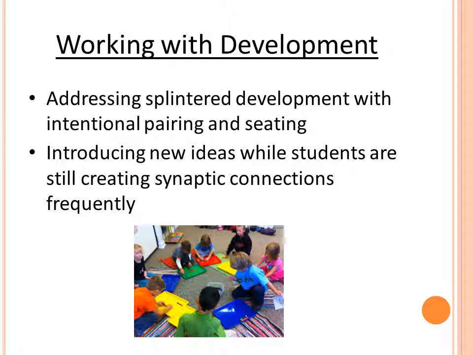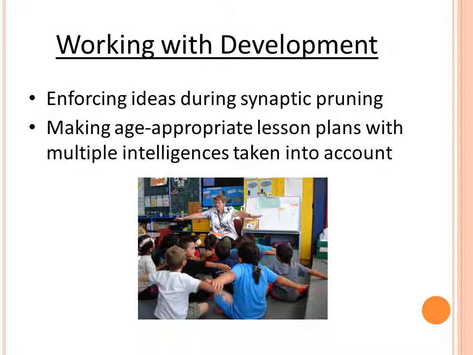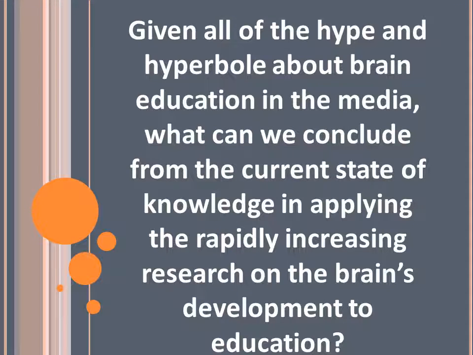We can work with our students' development by addressing splinter development with intentional pairings and seatings. We can introduce new ideas while students are still creating synaptic connections frequently. We can reinforce ideas during synaptic pruning and make age-appropriate lesson plans with multiple intelligences taken into account. Given all the hype and hyperbole about brain education in the media, what can we conclude from the current state of knowledge in applying the rapidly increasing research on the brain's development to education?